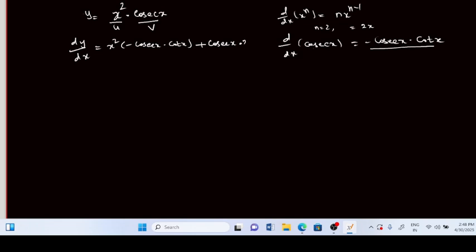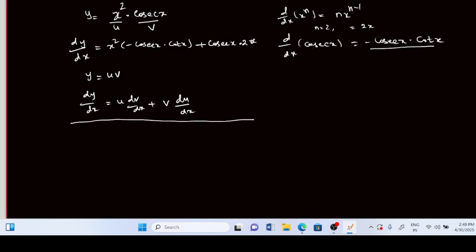So 2 times x. So this is nothing but, remember the product rule, y is u into v, dy by dx can be written as u into dv by dx plus v into du by dx. Okay, we are writing the product rule using x square and cosecant x. Why can we not write the trigonometric function itself? We can write, but we can simplify the trigonometric functions.